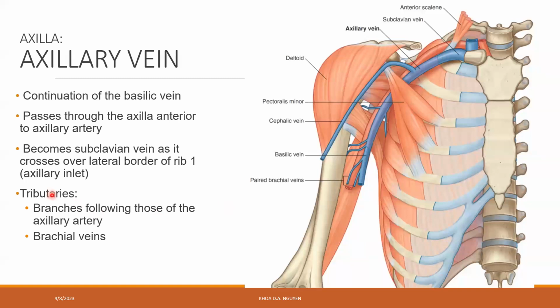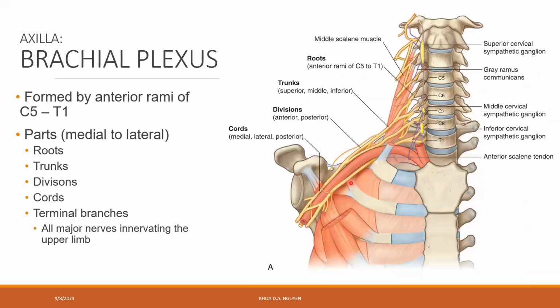So the tributaries of the axillary vein are going to be those branches that follow those of the axillary artery, as well as the brachial veins. The brachial veins are these paired veins right here that follow the brachial artery. We shall learn about them more specifically when we talk about the arm, which is the upcoming lesson. Okay, so now let's talk about the brachial plexus.